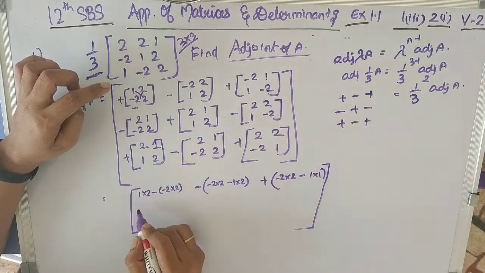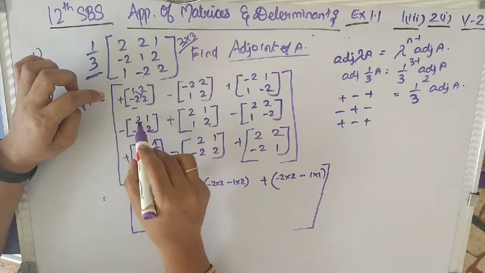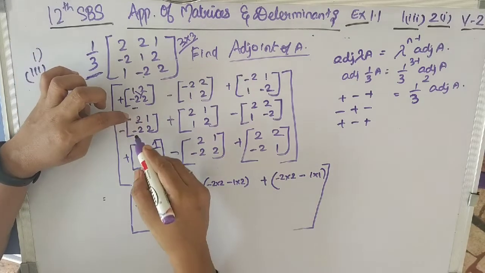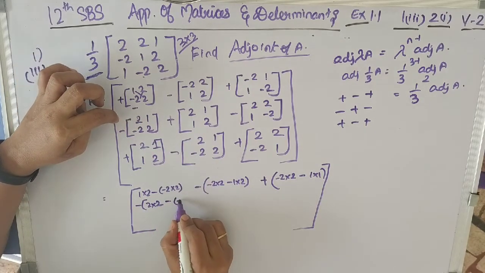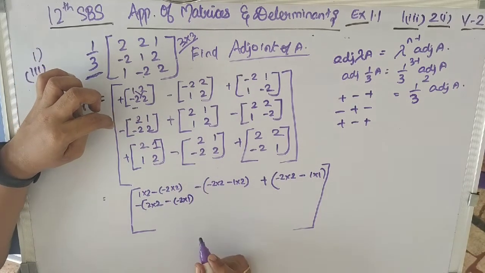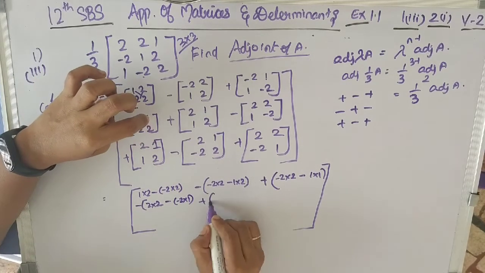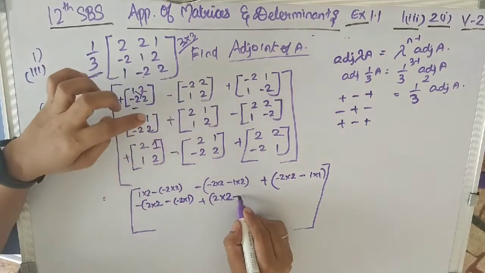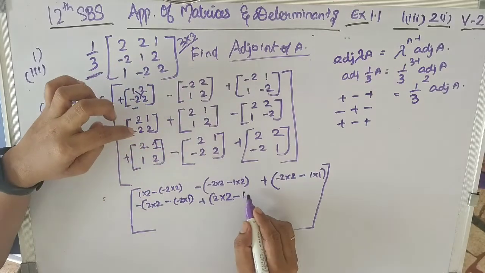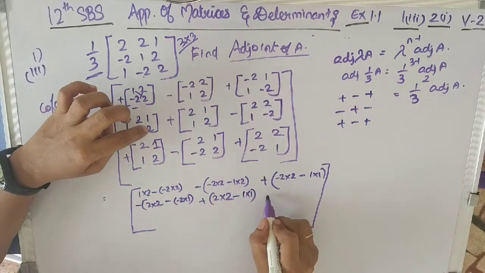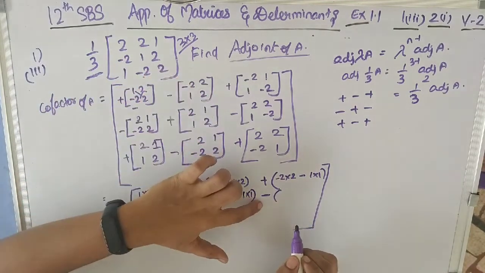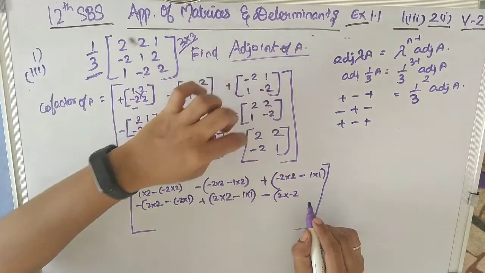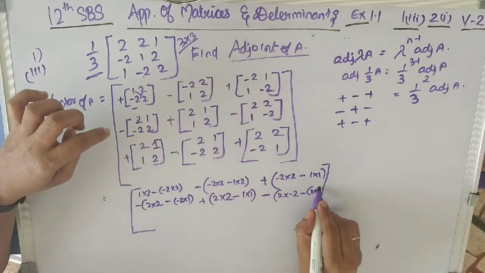Now I am writing the next element, sign convention minus, cross multiply: 2 into 2 minus of minus 2 into 1. Okay. Minus 2 into 1. Now the next place is plus of 2 into 2, that is cross multiply minus 1 into 1. Okay. Next place sign convention is minus, then 2 into minus 2 cross multiply minus of 1 into 2.